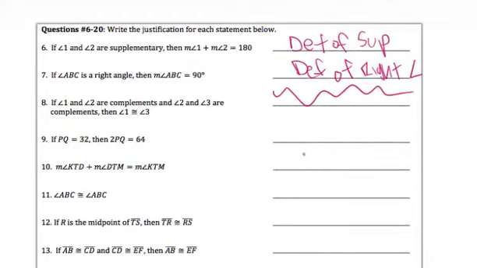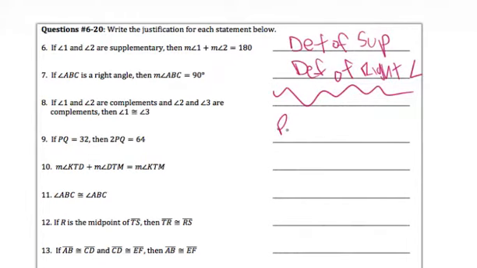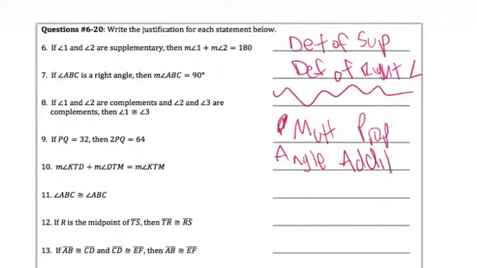Theorem. Boom. If PQ equals 32, then 2 times PQ equals 64. That is multiplying both sides, so that's the multiplication property. Let's just simplify it, shorten it. Two angles added to make a larger angle. That's going to be angle addition postulate. ABC equals ABC. That's going to be reflexive.